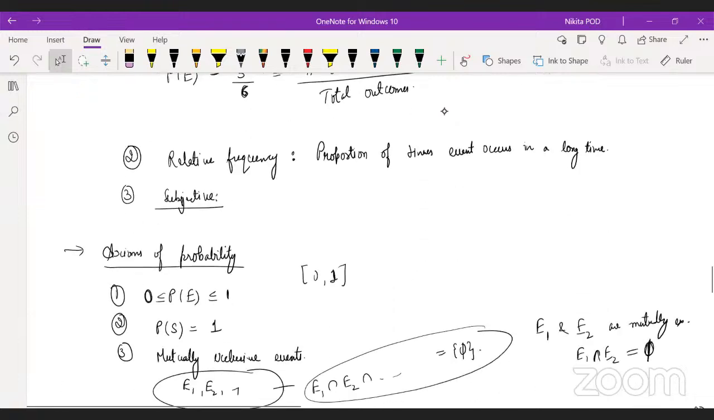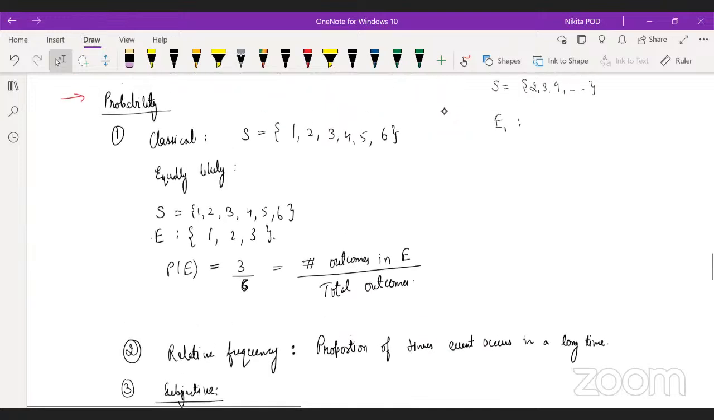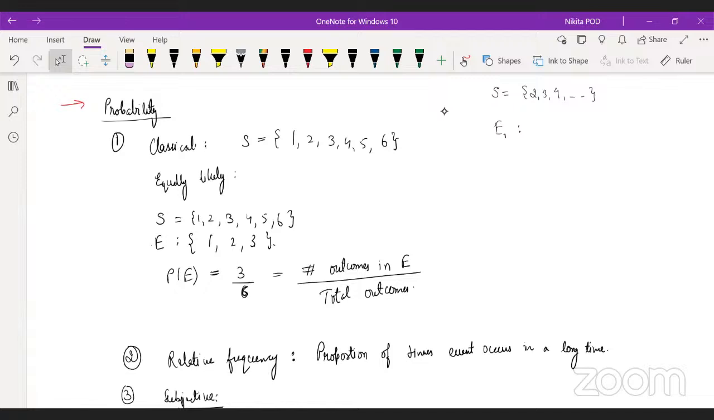This was the last topic. Okay. All right. What do you understand by probability? Can anyone tell me?